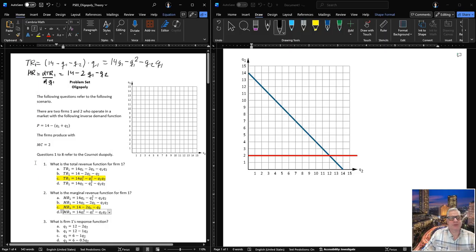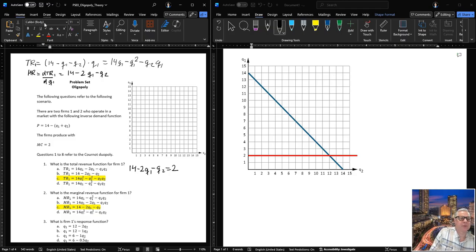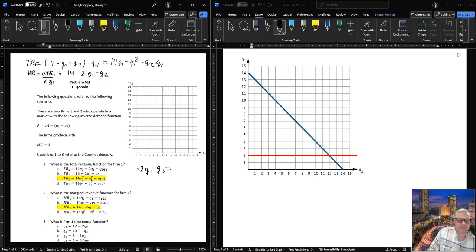What is firm 1's response function? Okay, so how do we get the response function? We have the profit maximizing condition, which is, I'll do it here. Marginal revenue is 14 minus 2Q1 minus Q2. That has to be equal to the marginal cost of 2. So 14 minus 2Q1 minus Q2 is equal to the marginal cost of 2. And then I can subtract 2 on both sides. Then I get here a 12 and here a 0.